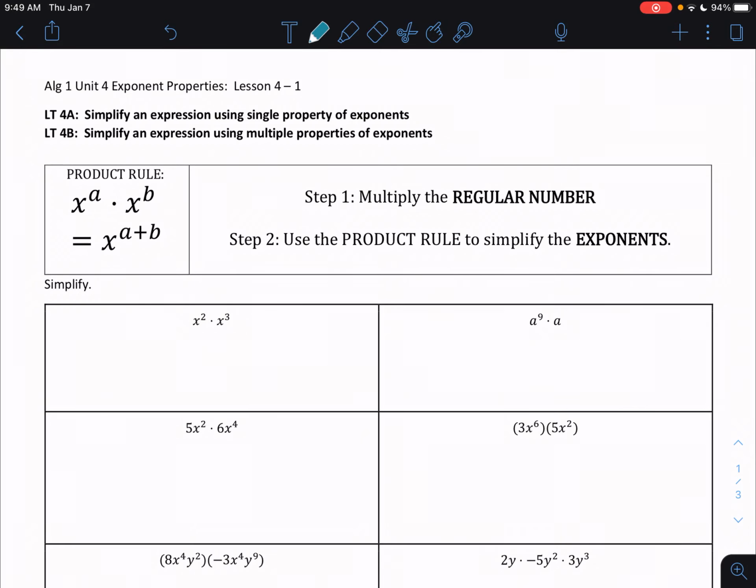Everyone. So these are our notes for Exponent Properties, lesson 4.1. We are going to be able to simplify an expression using a single property of exponents and simplify an expression using multiple properties of exponents.